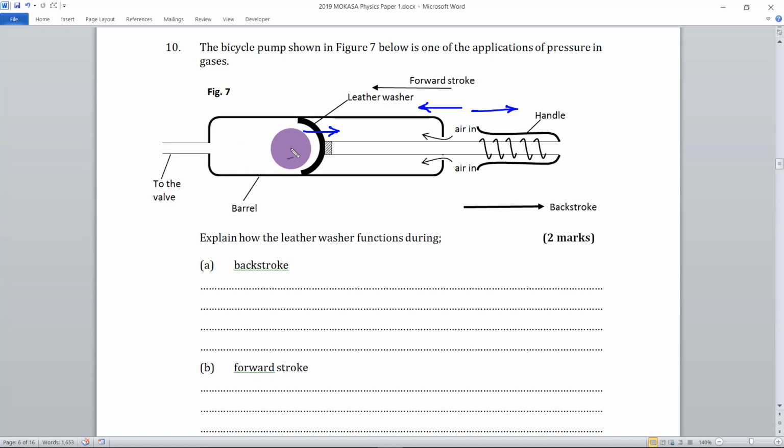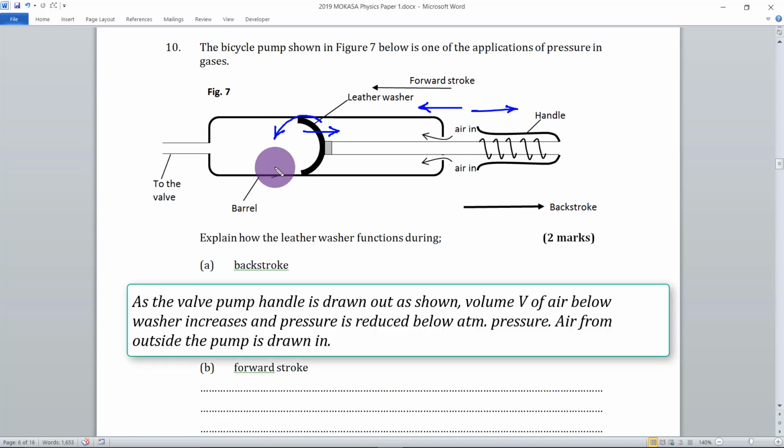Remember, we are starting with a situation where the pressure here is atmospheric and the pressure here is atmospheric. Pulling the handle backwards increases the volume of this space, and therefore the pressure is going to reduce. The higher atmospheric pressure will apply a bigger force on the sides of the washer, forcing it to collapse. When it collapses, it creates space between the barrel and the washer, and therefore air will move into this region here. So, explain how the leather washer functions during the backstroke. The leather washer is going to collapse, allowing air to move into this space here.